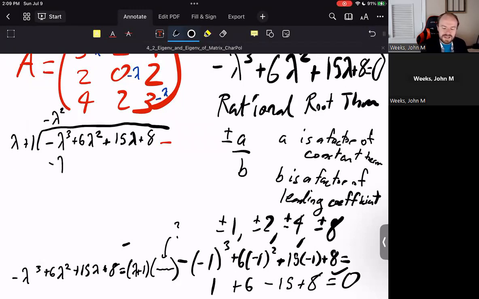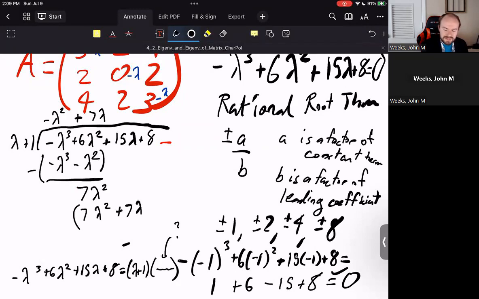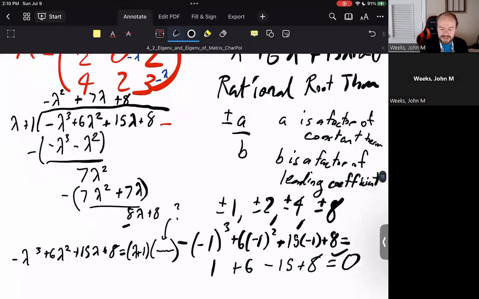So the goal of this is to try and get rid of this first term. So I multiply negative lambda squared times this entire binomial, which is negative lambda cubed minus lambda squared, and then I subtract. This should give me positive 7 lambda squared left over. If I continue this process, I should get something like 7 lambda squared plus 7 lambda to subtract over here. That should give me 8 lambda down here. Plus 8 should give me 7 lambda squared plus 8 lambda plus 8.